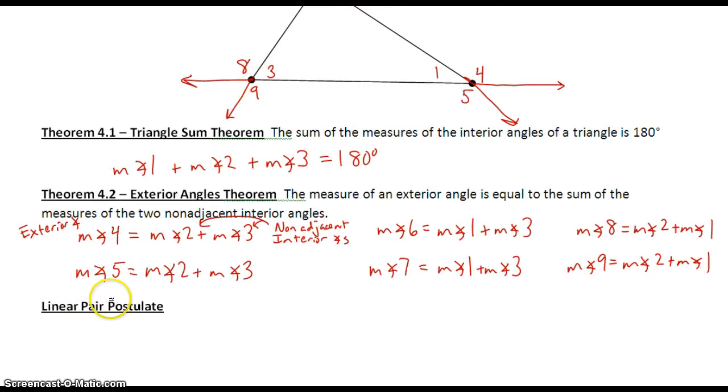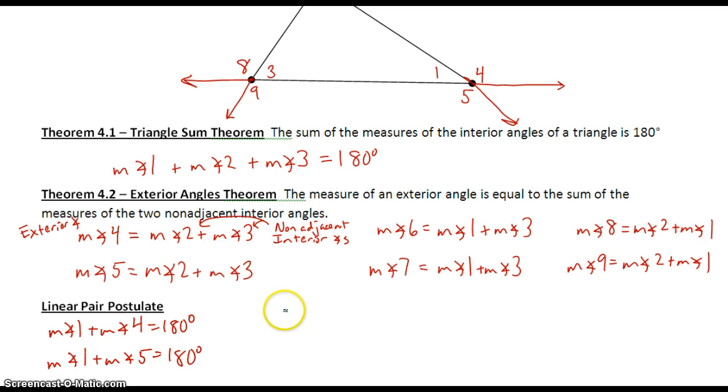There are other angle relationships in these pictures. If we look, 1 and 4 form a linear pair. So that means that the measure of angle 1 plus the measure of angle 4 equals 180 degrees. I can do the same thing with angle 1 and 5. They both form a linear pair, which means that they are supplementary by the linear pair postulate.